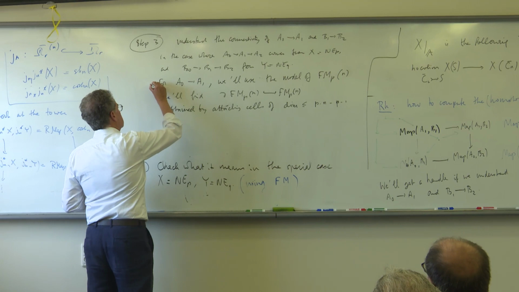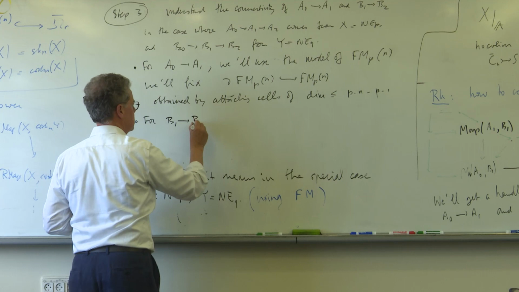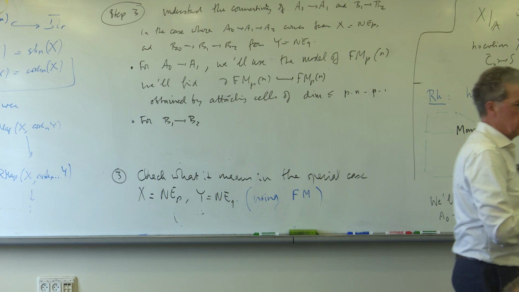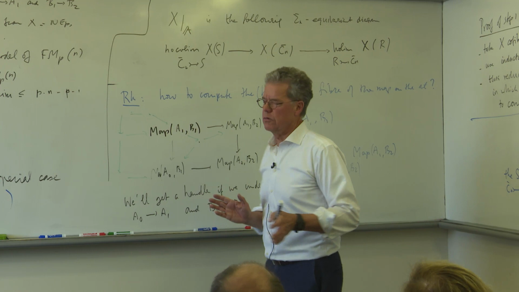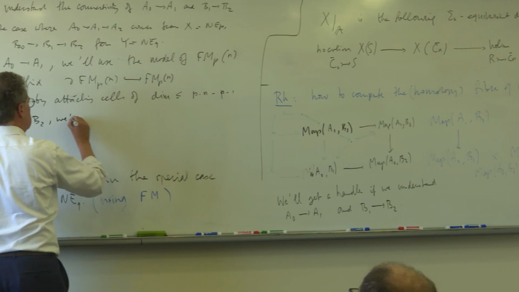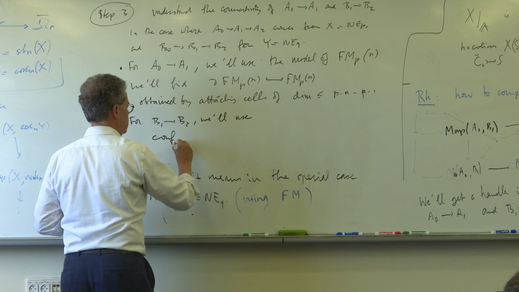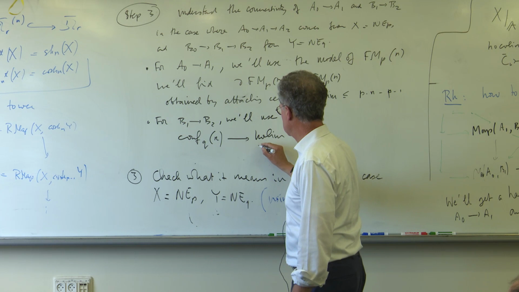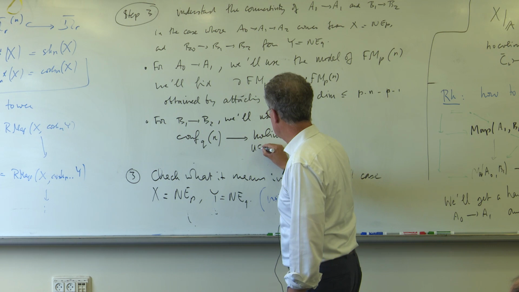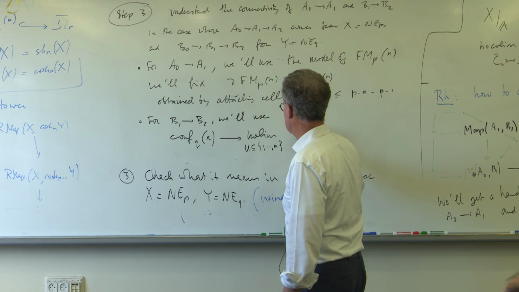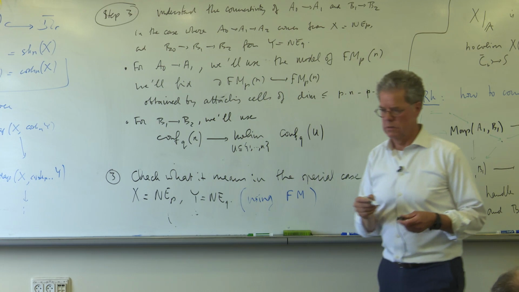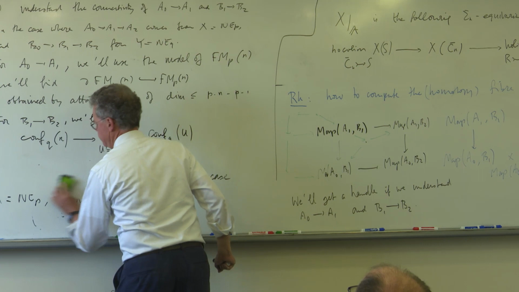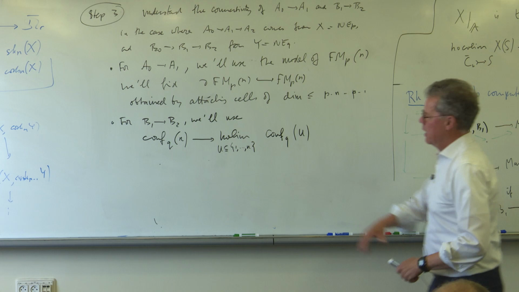Now, for B1 to B2, everything is up to homotopy, so let's forget about the operad structure. And I will just use the configuration space itself. We'll use the configuration space in dimension Q of N to the homotopy limit over all the subsets U in 1 up to N of the configuration space Q of only such subsets. I don't know what a good notation for this is. So this is my B, written B1 to B2.